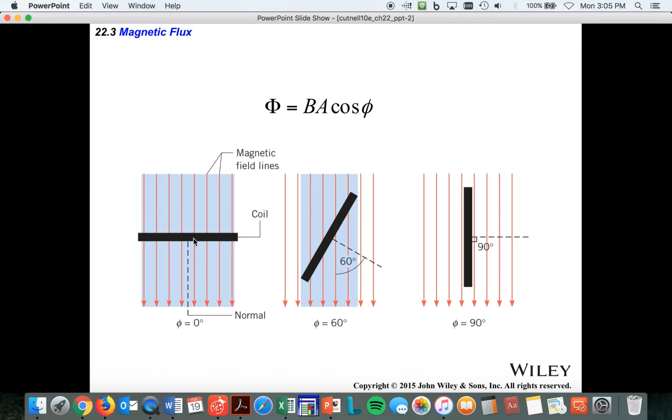When the coil here is perpendicular to the magnetic field, that'd be the cosine of 90, which is 0. What we're looking at is the normal. Here's our normal right here. So it's the cosine of 0, because what's the angle it makes with the magnetic field? 0. So that's a maximum.